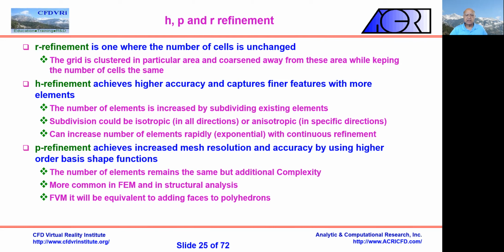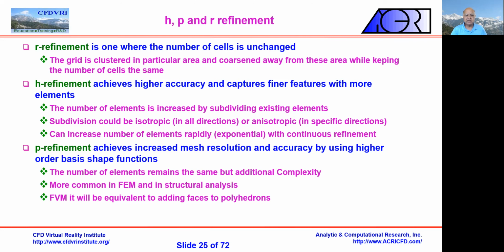There is what they call the H, P and R refinement. The R refinement is the one where the number of points is kept the same. Just the grid is clustered in a particular area and coarsened away. So with the high gradients, we bring more grid points there. Where there are less gradients, we reduce them. That's what R refinement is.